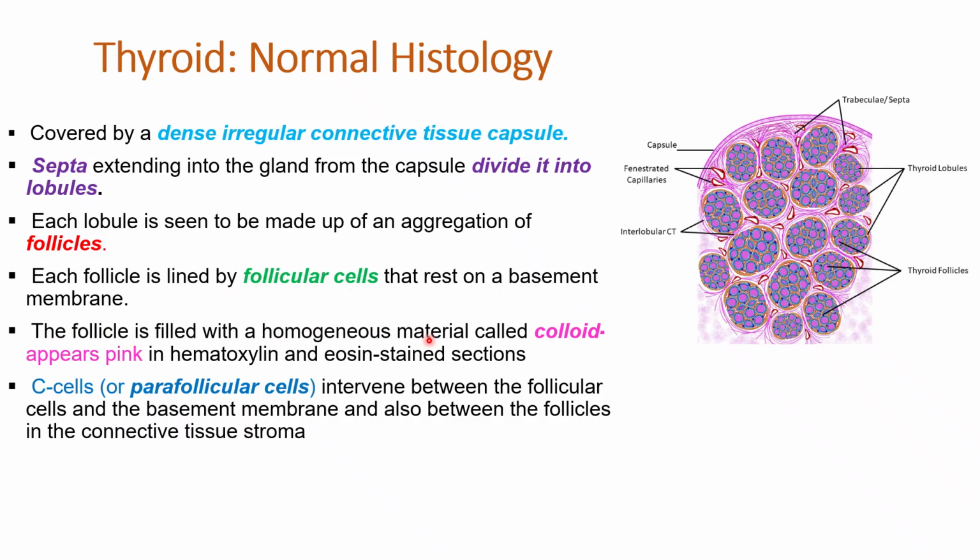Follicle is filled with homogeneous material called colloid, which appears pink in hematoxylin and eosin stained sections. So inside these follicles, you can see these pink colored structures. These are colloid. There are also C cells or parafollicular cells. These intervene between the follicular cells and the basement membrane, and also between the follicles in the connective tissue stroma.